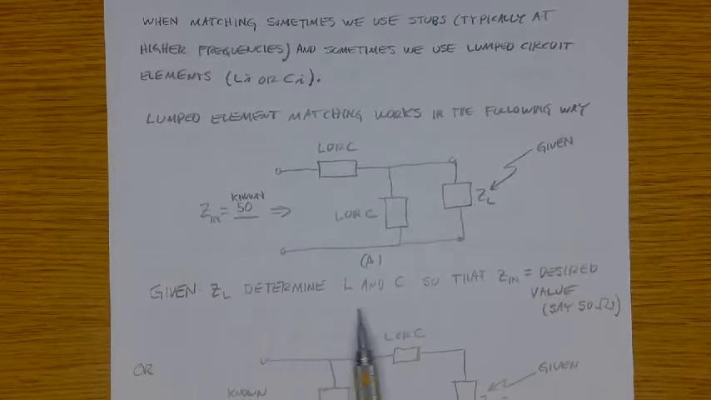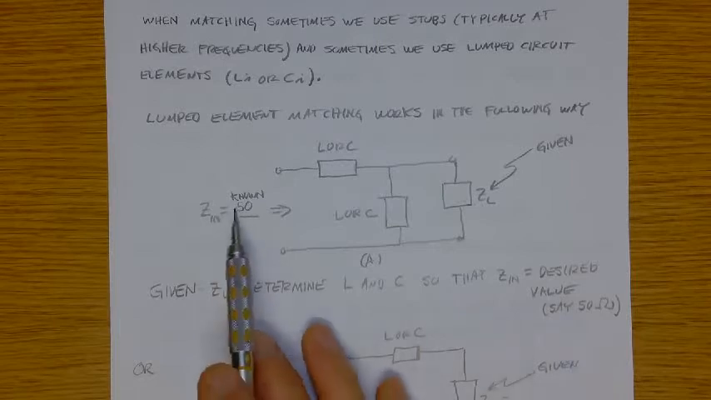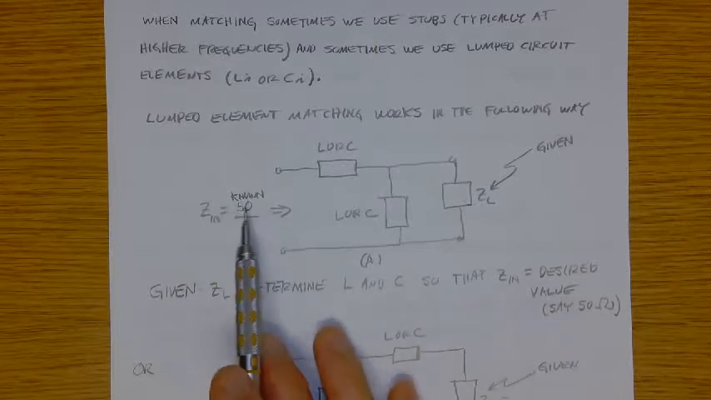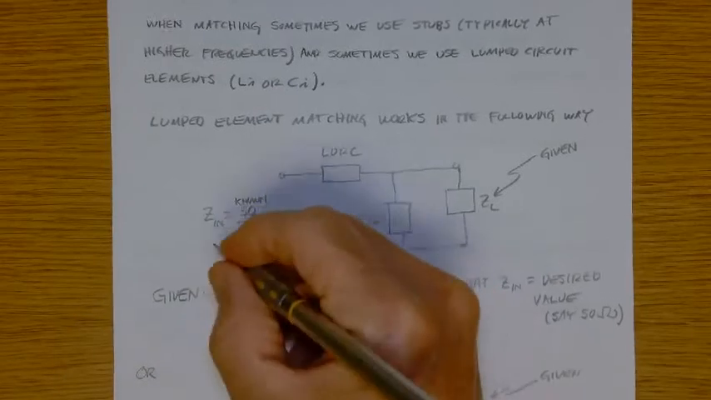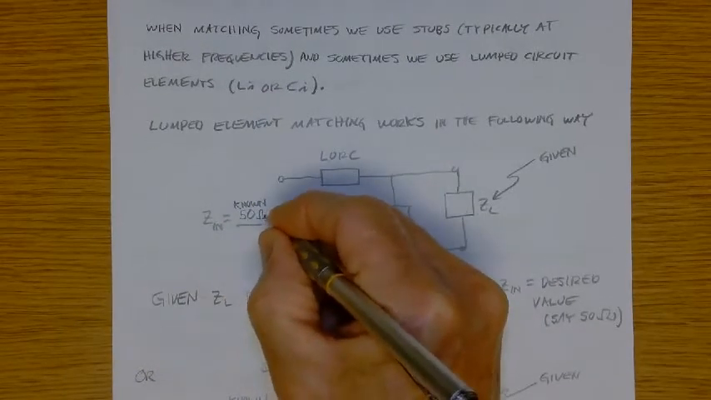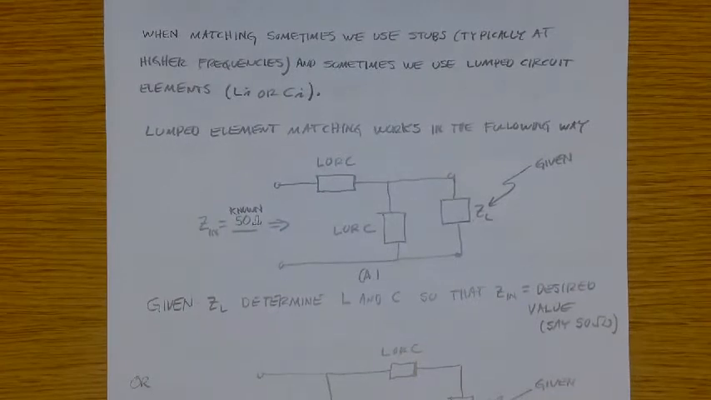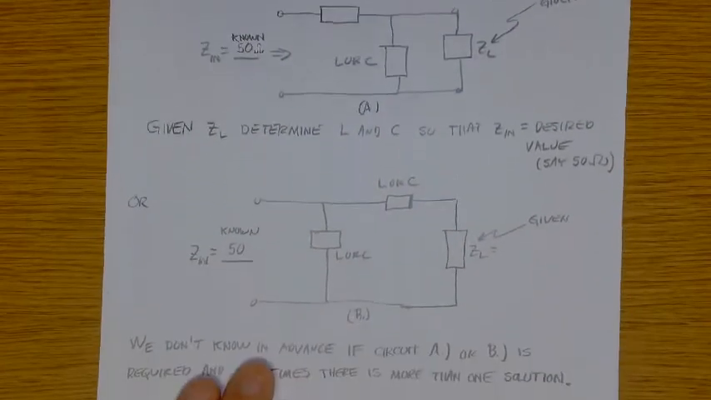So, given Z load, determine L and C so that Zn is the desired value. It might be 75 ohms or 50 ohms or whatever it is, but typically it'll be 50 ohms. Put the ohm symbol there. Now it's possible, let's move down.